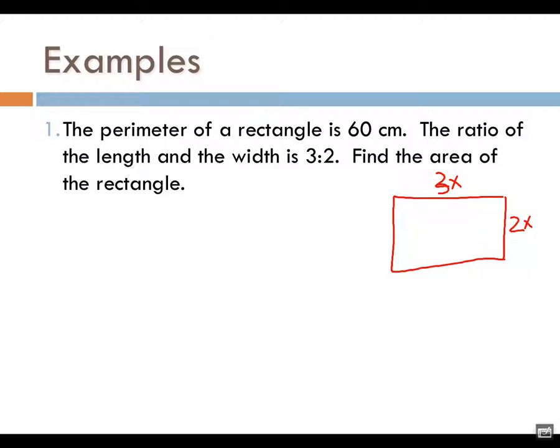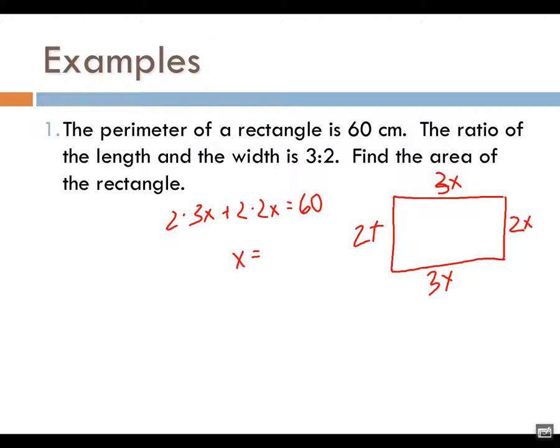Like I said, this could be 30 and 20. It could be 6 and 4. It's got some ratio there or some value that's going to be consistent between the two sides. And as she mentioned, this is also 3x. This is 2x. The perimeter is all the sides added up. So she said 2 times 3x plus 2 times 2x equals 60.